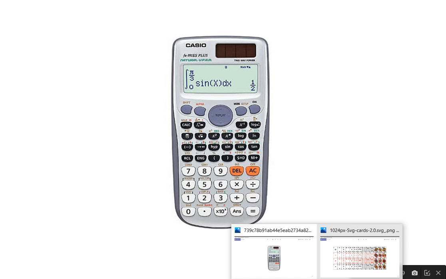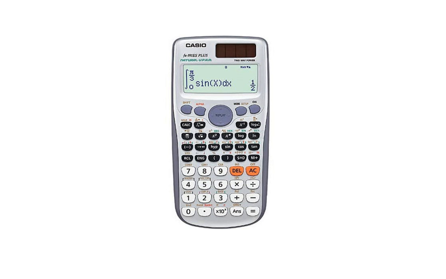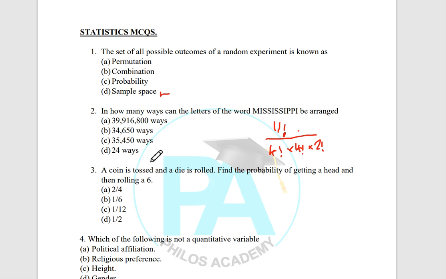So the correct answer for question 2 is C. That's 34,650. If you fix the values well, you get the right answer. Okay, so let's go to question 3.